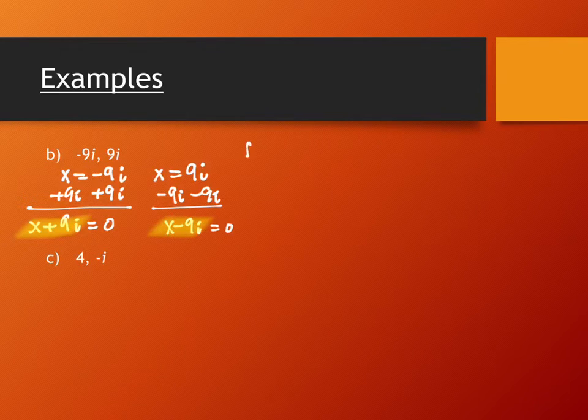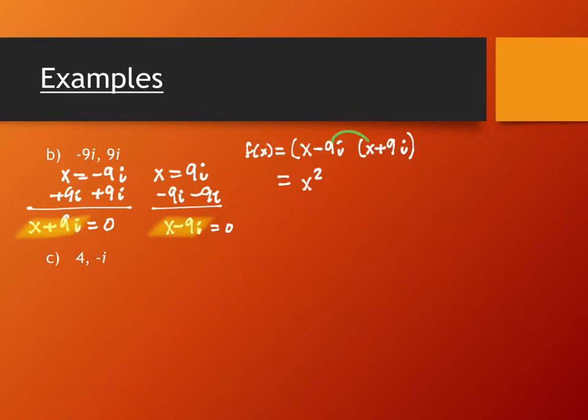So my function, f of x, or whatever other name you want to call it, is x minus 9i times x plus 9i. And we're going to distribute it out. So when I multiply x times x, that's cool, I get x squared. But here's what I'd like for you to take a look at with conjugate pairs, because it always works this way.